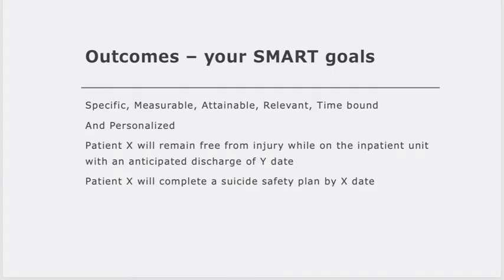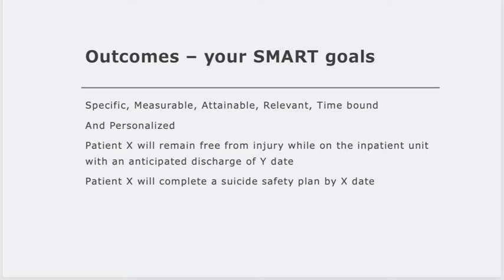I think I've already taught you in other classes that when we write outcome statements, we need to use SMART goals. So after we've come up with our problem, which is our potential for harm, we need to develop a SMART goal related to this. And a SMART goal is simply an acronym that stands for specific, measurable, attainable, relevant, and time-bound. And because we are treating a person, it has to be personalized because remember, we are working toward person-centered care.